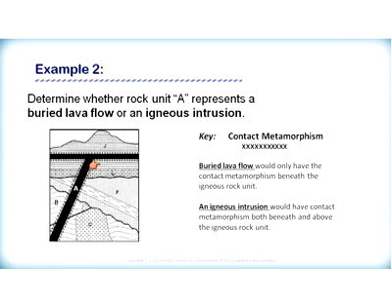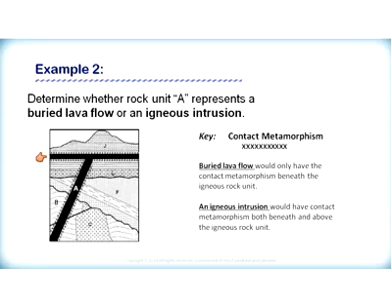The answer lies in the contact metamorphism. Contact metamorphism is key to determine if you have a buried lava flow or an igneous intrusion. A buried lava flow would only have the contact metamorphism beneath the igneous rock unit, whereas an igneous intrusion would have the contact metamorphism both beneath and above the igneous rock unit.